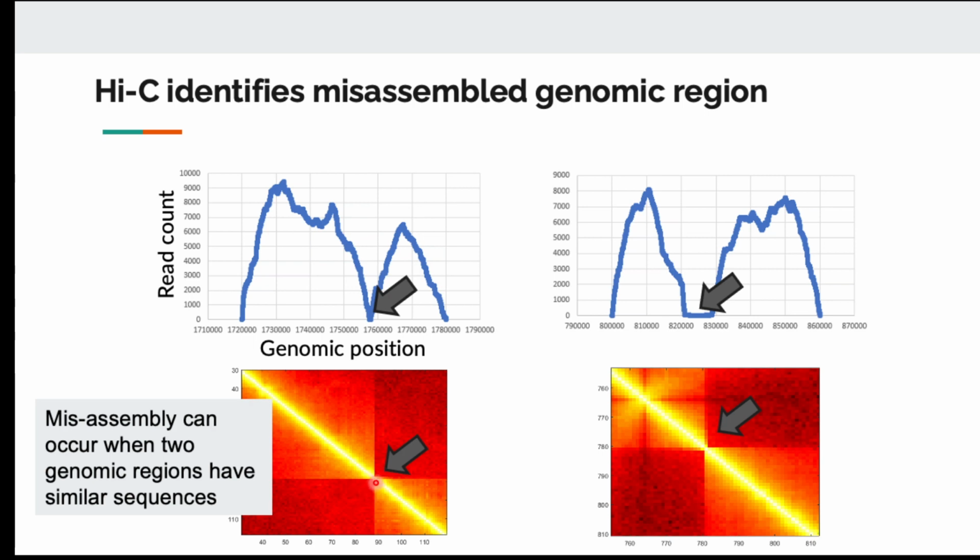region. You can see that the yellow signal, which signifies DNA that is near each other in 3D, completely disappears at this point. And also here, you don't see the continuation of the pattern. So this tells you that you have a misassembly. You have two chromosomes connected to each other at this position. So we can use this information to reanalyze and reassemble your DNA.